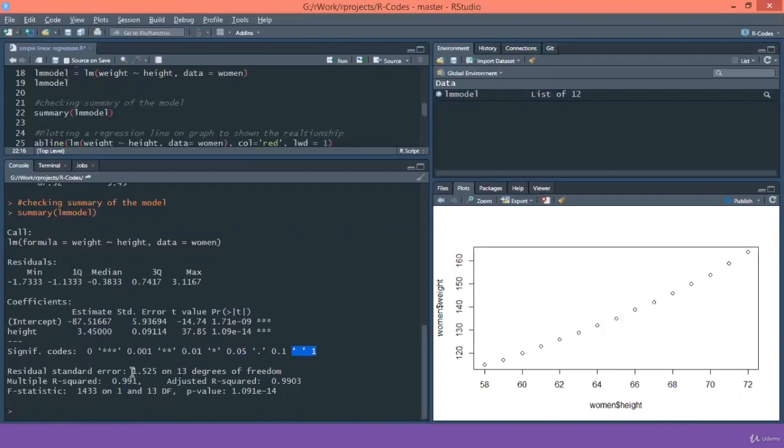Next is residual standard error. The residual standard error is the measure of the variation of observations around the regression line. Whenever we are building a model and we plot the line, we can see how much variation there is between the observations. If any of the observations is out of the line, we can understand it through this value.